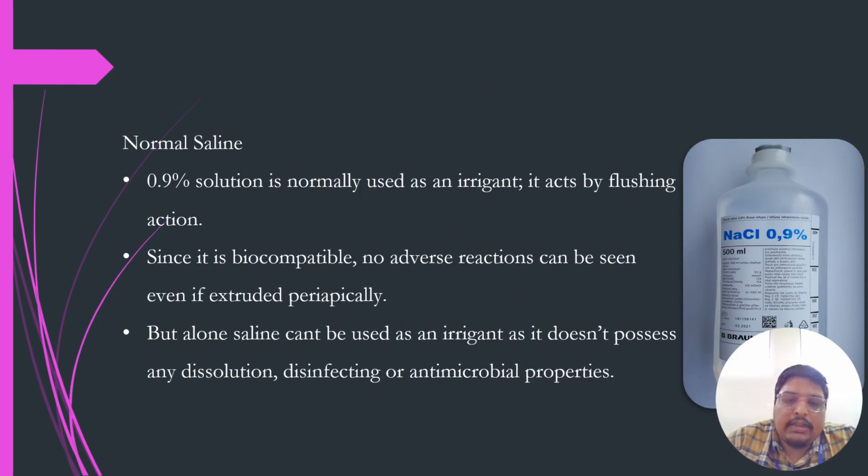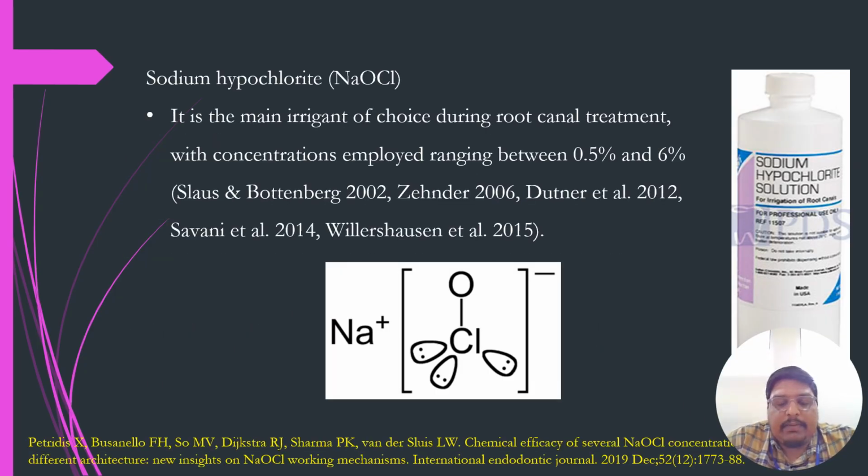Among the endodontic irrigants is normal saline, a 0.9% solution. Since it is biocompatible, no adverse reaction can be seen even when it is extruded periapically. Sodium hypochlorite, NaOCl, is the main irrigant of choice during root canal treatment, with the concentration employed ranging between 0.5% and 6%.